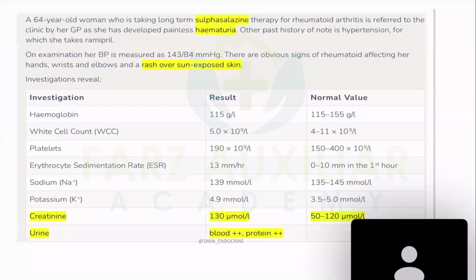Here it's a long stem. The patient is taking sulfasalazine for rheumatoid arthritis. She has developed painless hematuria, and there is also hypertension for which she takes ramipril. So she takes two drugs, ramipril and sulfasalazine. Her blood pressure is more or less okay, a bit on the higher side. There is evidence of rheumatoid arthritis affecting her hands, wrists, and elbows, and a rash over the sun-exposed skin. So what is the diagnosis here?